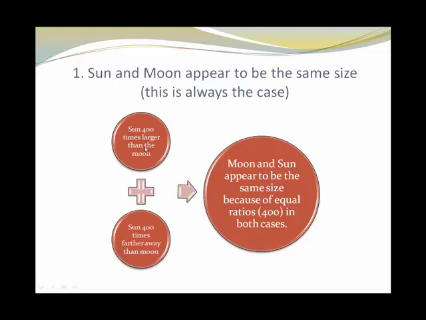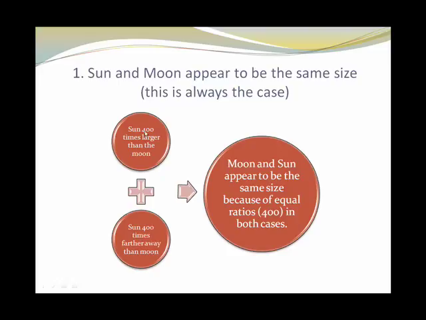Let's take a look at this diagram which illustrates this fact. The sun is 400 times larger than the moon. So if they were side by side, we would easily see the sun is much larger, in fact 400 times larger than the moon. But the sun is also 400 times farther away than the moon, and we know that as an object gets farther away, it appears smaller than its actual size.